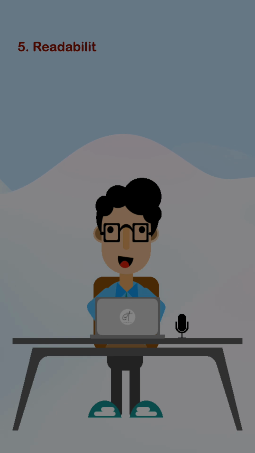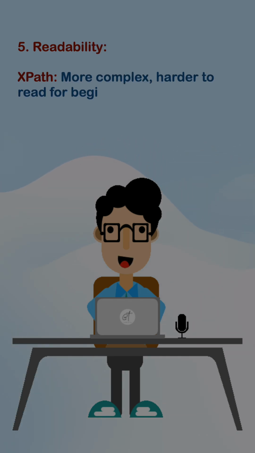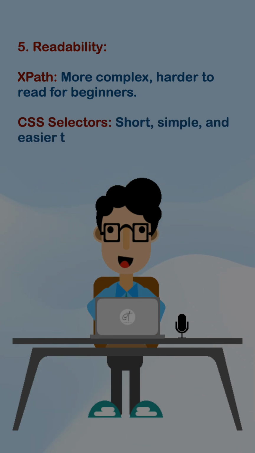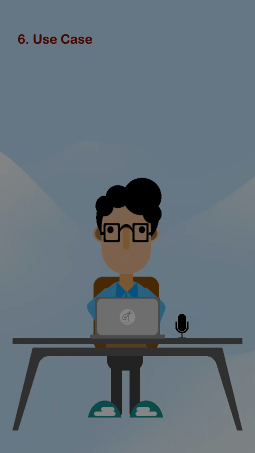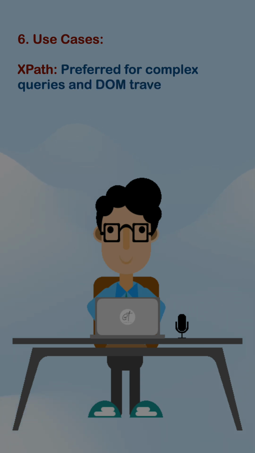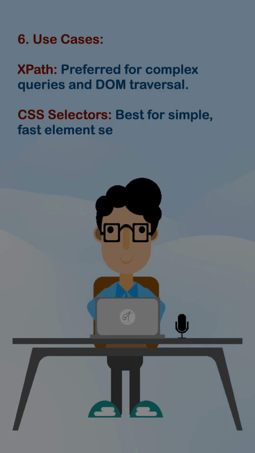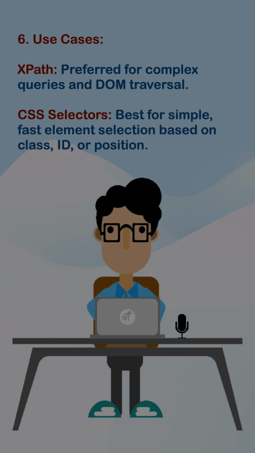5. Readability. XPath more complex, harder to read for beginners. CSS selectors, short, simple, and easier to read for basic tasks. 6. Use cases. XPath, preferred for complex queries and DOM traversal. CSS selectors, best for simple, fast element selection based on class, ID, or position.